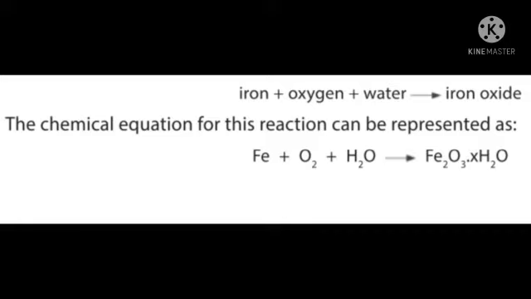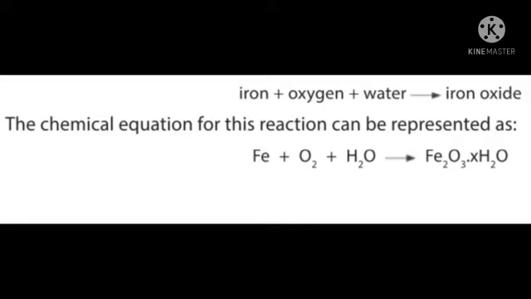Fe2O3 into XH2O. So this is the reaction. The chemical equation for that reaction can be represented as Fe plus O2 plus H2O gives Fe2O3 into XH2O. Rusting is a chemical change because the change is permanent.